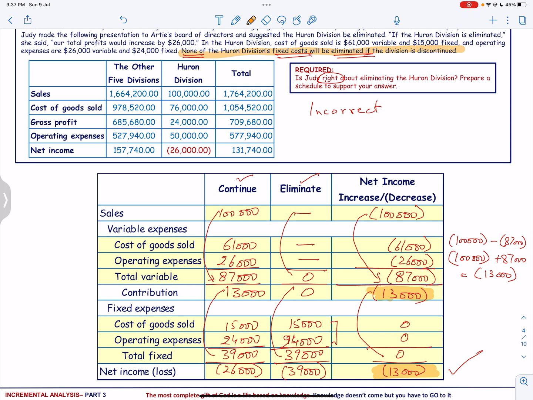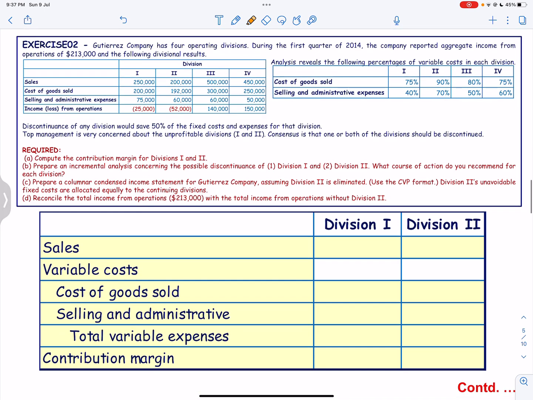And let us solve an exercise on how to use incremental analysis concerning elimination of division.